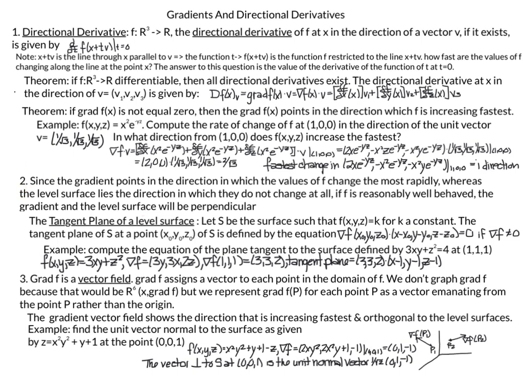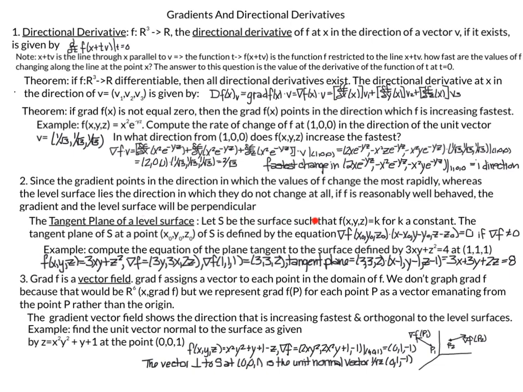So the second point is, since the gradient points in the direction in which the values of f change the most rapidly, whereas the level curves or level surfaces lie in the direction in which they do not change, because remember, level curves and level surfaces, which we did earlier in this chapter, are when we hold the value of z constant. So if f changes the most rapidly, and level surfaces do not change at all, then if f is reasonably well behaved, the gradient and the level surfaces will be perpendicular, which gives us a way of computing a tangent plane of a level surface.